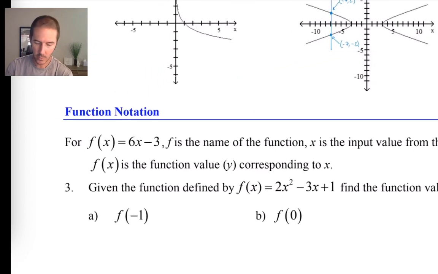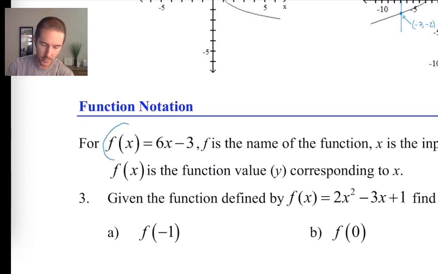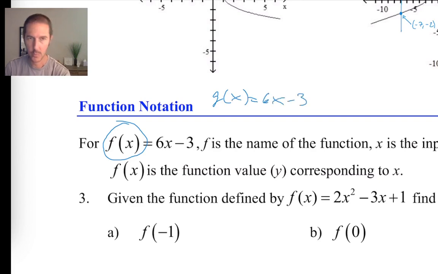Sometimes, instead of saying y equals, we see this notation right here, which is called function notation. And what this equation says is f of x equals 6x minus 3. This is a function that has a name. This particular function is named f. I could just as easily have called this function g of x equals 6x minus 3.